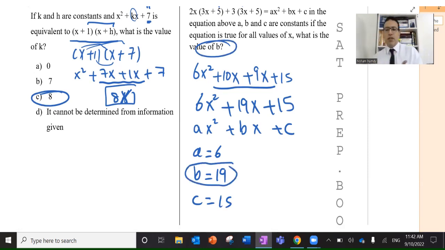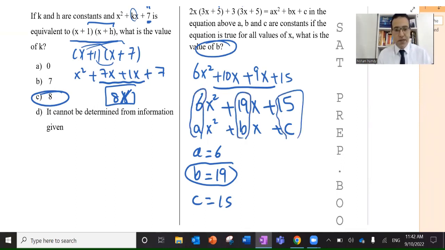Notice that some questions he may ask about the value of a times b times c, or the value of a squared or b squared or b minus c. So I explained for you that a is 6, b is 19, and c is 15. The target was to find the value of.